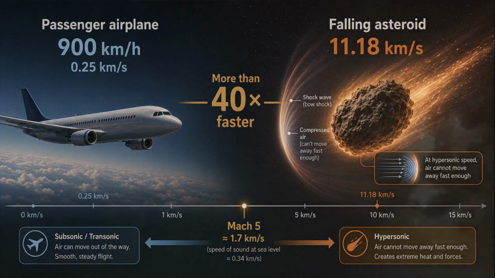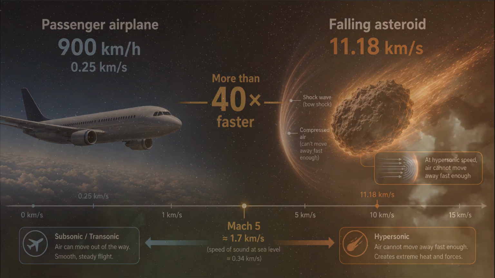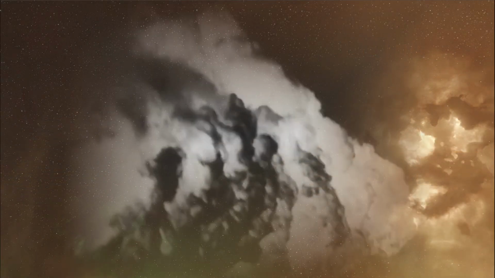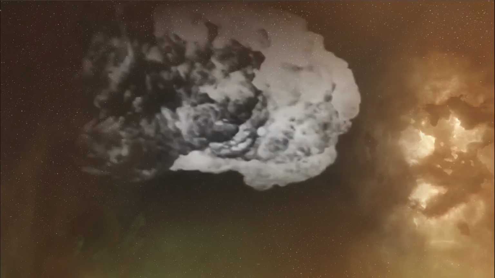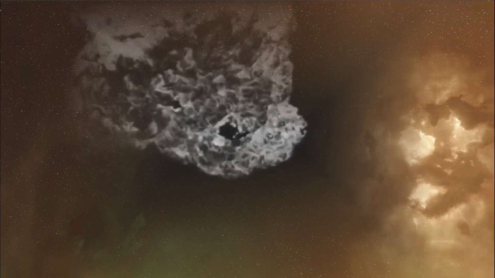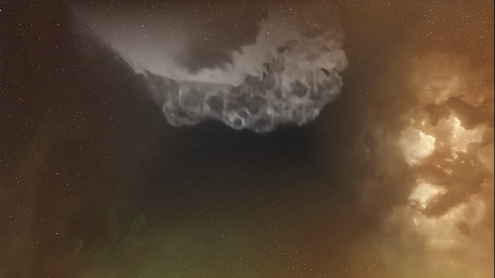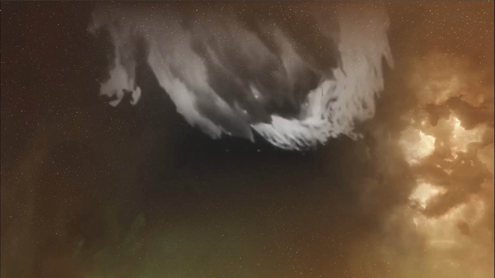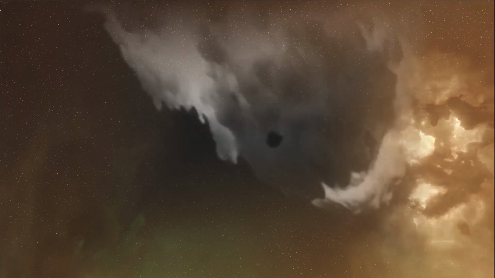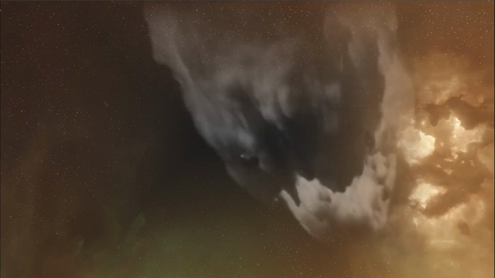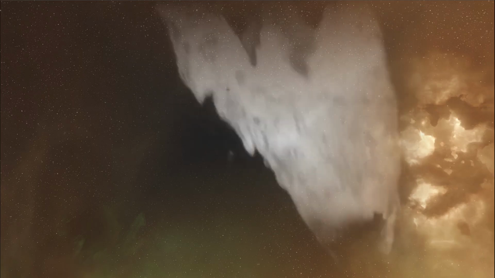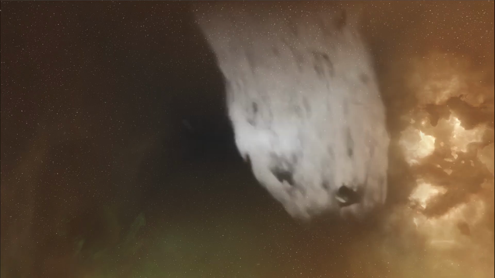At hypersonic speed, the air in front of the object cannot move away fast enough. The gas is compressed extremely quickly. This rapid compression is close to adiabatic compression, meaning the gas heats up before it can transfer heat away. At 11 kilometers per second, this heating becomes extreme. A strong shock wave forms in front of the object. The surrounding air can become glowing plasma. The object's surface can heat up, melt, vaporize, and ablate. Ablation means that material is removed from the surface by extreme heating and high-speed flow.